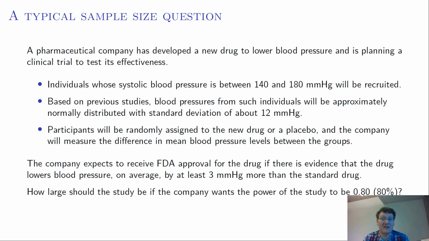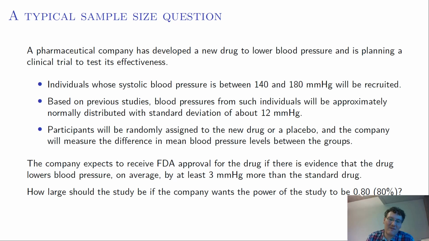So we're going to have independent samples, right? These people are put into two groups. One group gets the treatment, the other gets a placebo. The company expects to receive FDA approval for the drug if there's evidence that the drug lowers blood pressure, on average, by at least 3 mm Hg more than the standard drug.